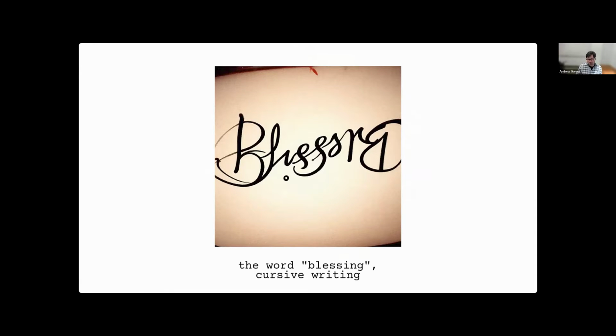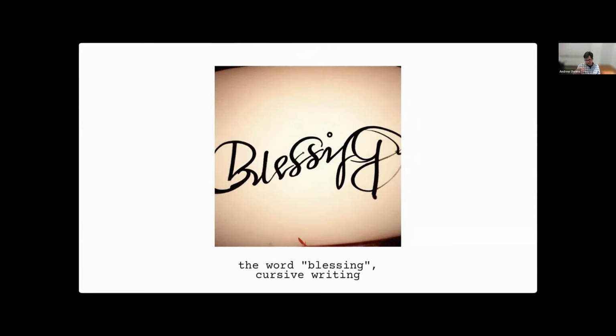And this is an example of a type of illusion that has already existed in prior work, where you can take a word and rotate it and see the word again from this other rotated perspective. So here we see the word blessing in both of these views.